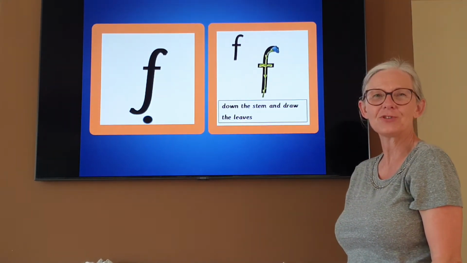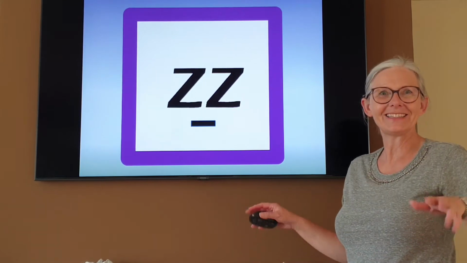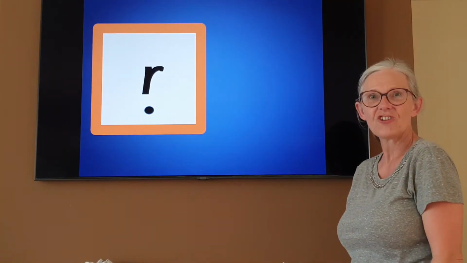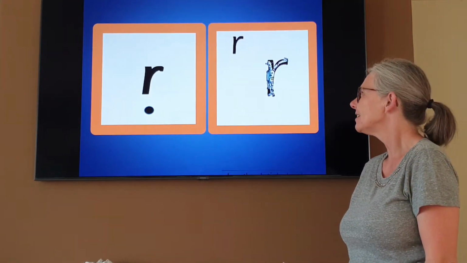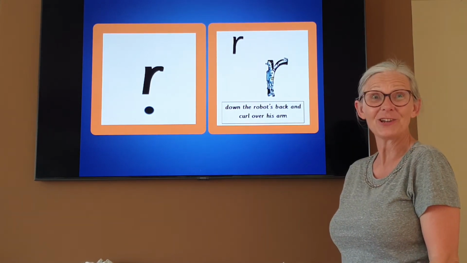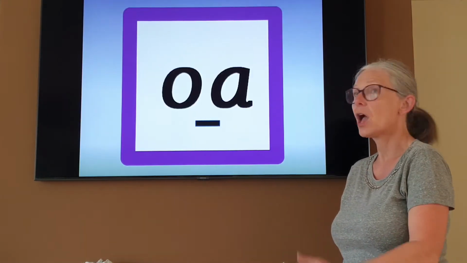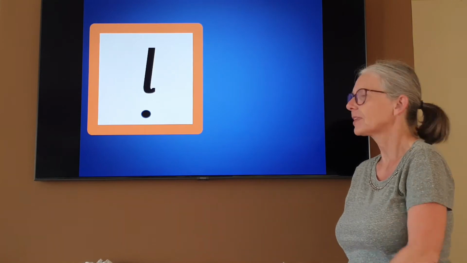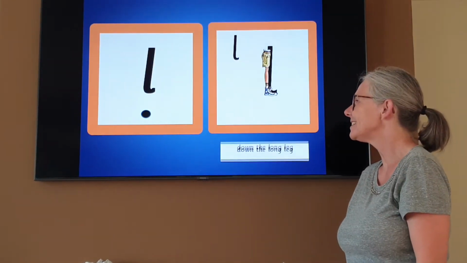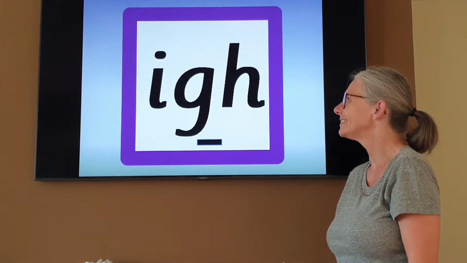Down the stem and draw the leaves. Zzz. Down the robot's back and curl over his arm. O. U. Down the long leg. I.